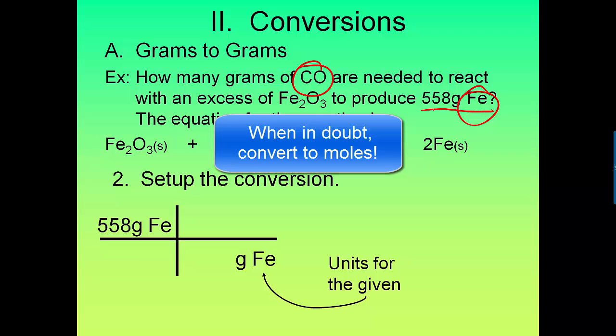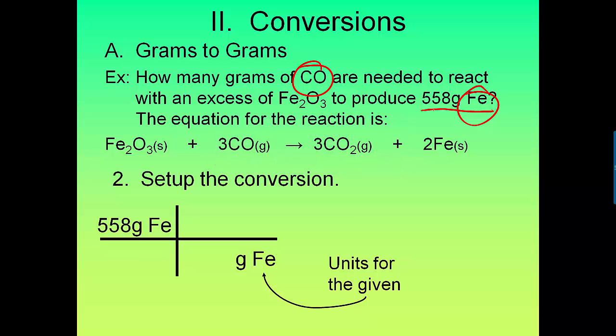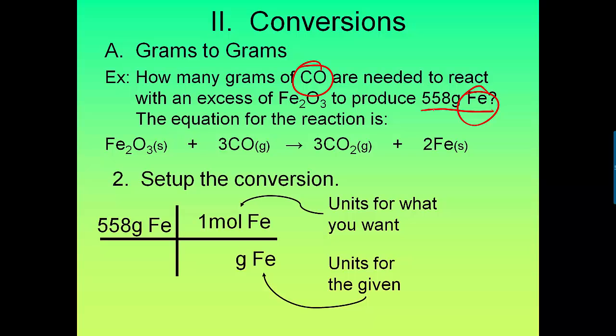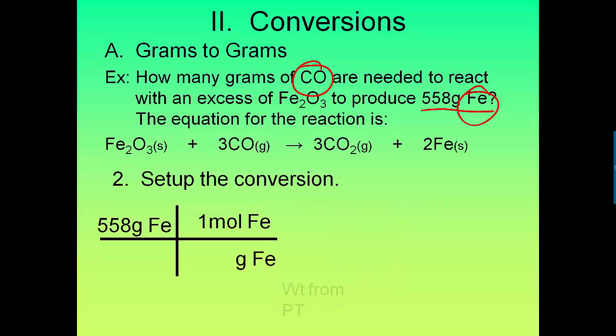So we write down the units for our given, which is grams of Fe, go on the bottom. And then what we want. Now, we always are going to convert into moles. So we're going to convert into 1 mole of Fe. Now we know that 1 mole of Fe is equal to the weight from the periodic table, which is 55.05. Remember to round to 2 places past the decimal and stop. Okay, so now I'm in moles.